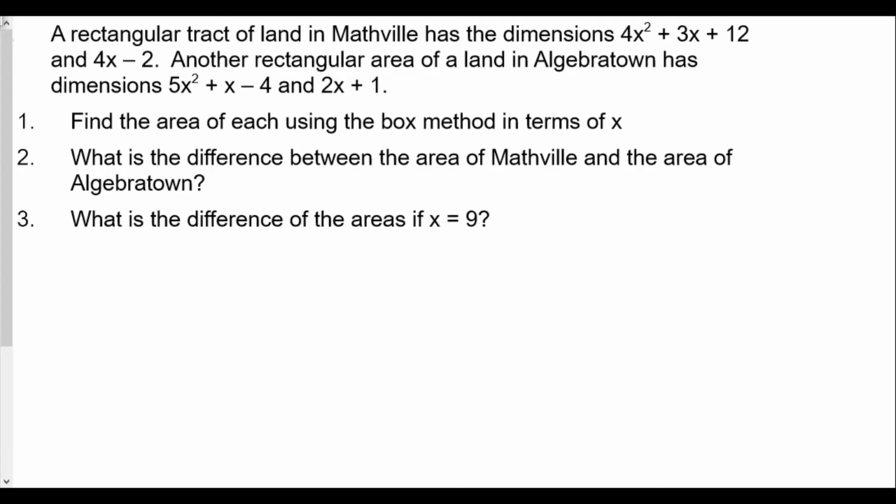So question number one: a rectangular tract of land in Mathville has dimensions of 4x squared plus 3x plus 12 and 4x minus 2. Another rectangular area of land in Algebra Town has dimensions 5x squared plus x minus 4 and 2x plus 1. So the first part would be: find the area of each using the box method in terms of x.